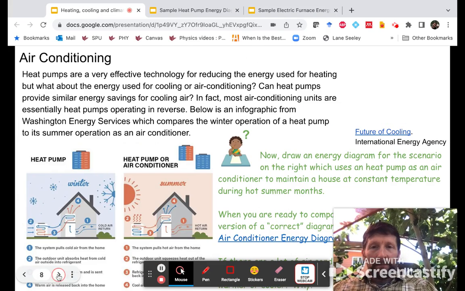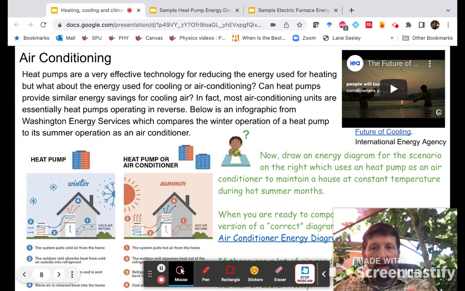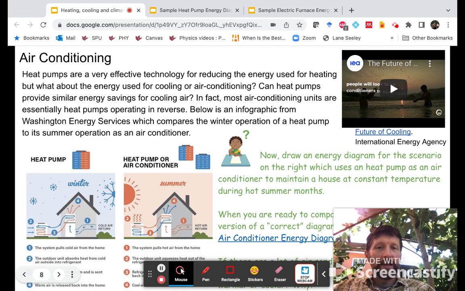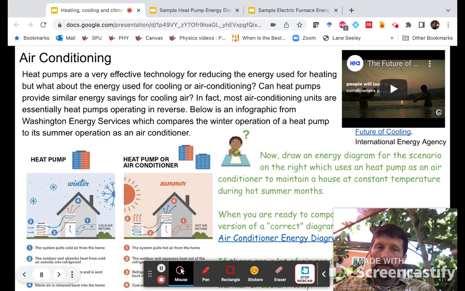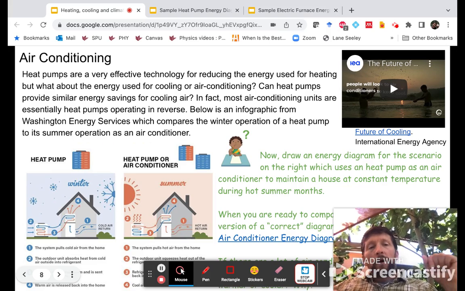And so once we've talked a little bit about the heat pump, we move on to air conditioning, and look at and compare and contrast what a heat pump is doing and what an air conditioner is doing, and students have a chance to draw an energy diagram for an air conditioner. And then I used a film by the International Energy Agency to introduce this idea of the urgent need for air conditioning in many parts of the world as a result of the increasing pressure of climate change.